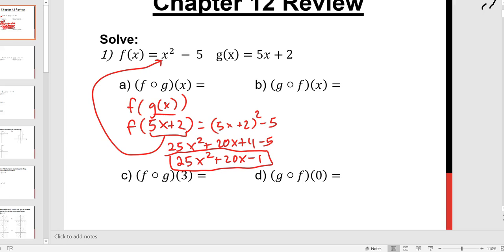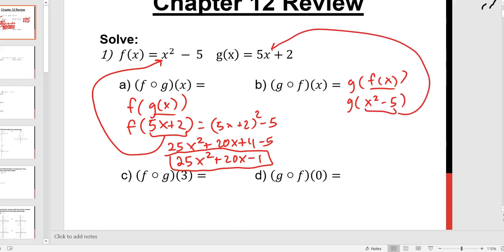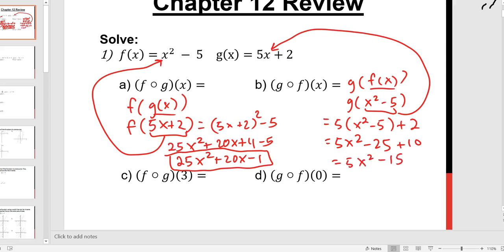g of f of x, very similar. It'll just be g of f of x. f of x gets replaced with x squared minus 5. So this x squared minus 5 gets plugged right there into the g function. So this becomes 5 times x squared minus 5 in place of the x plus 2. 5x squared minus 25 plus 10. 5x squared minus 15.